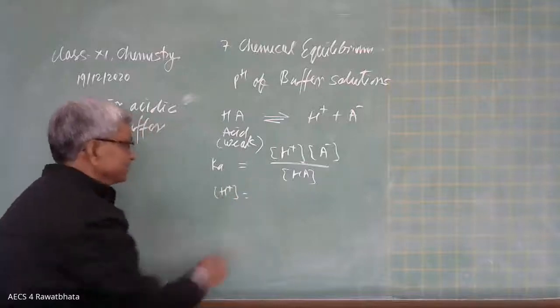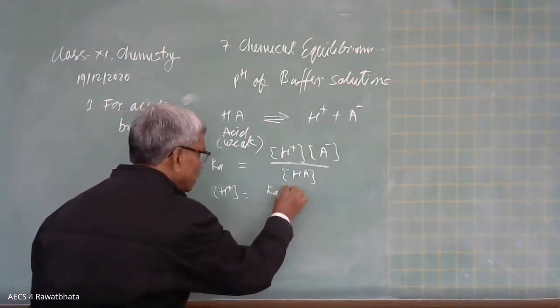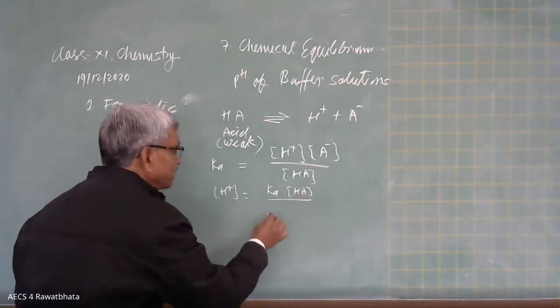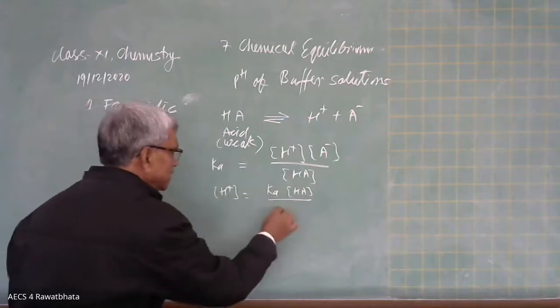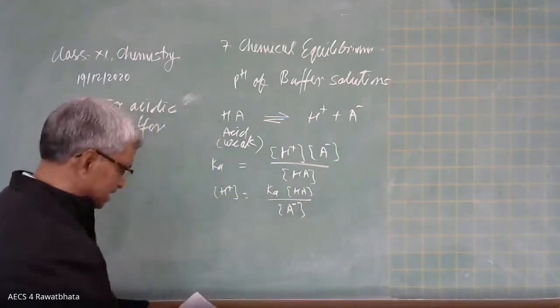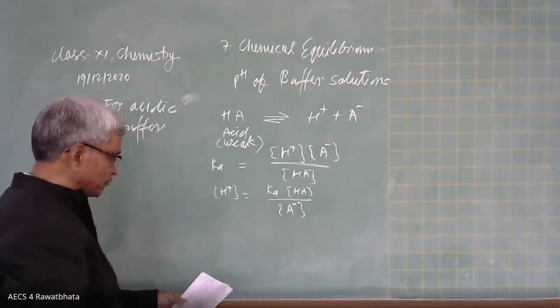[H+] can be written as Ka times the molar concentration of HA, that is the acid, divided by the molar concentration of A minus. This is the equilibrium constant expression for the acid.